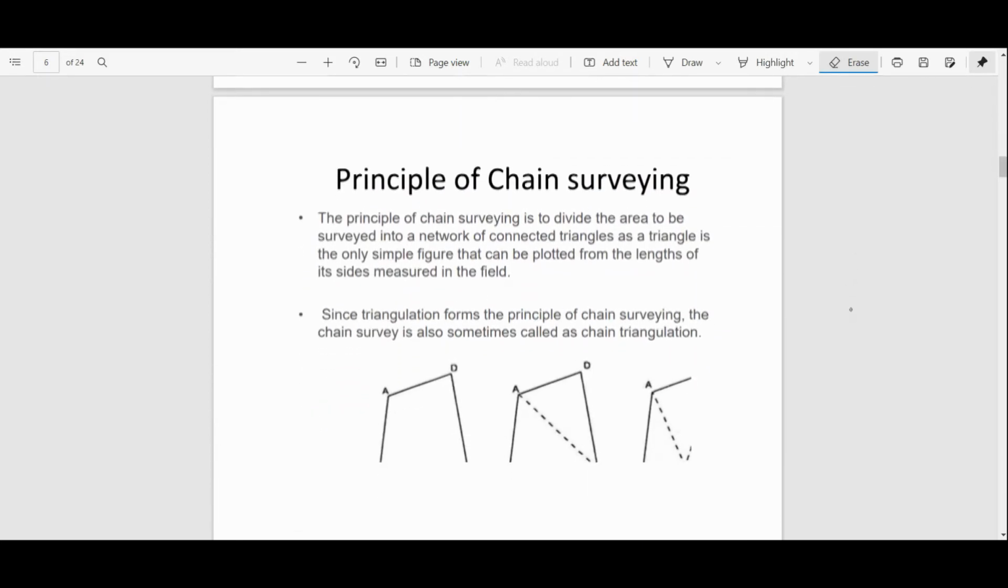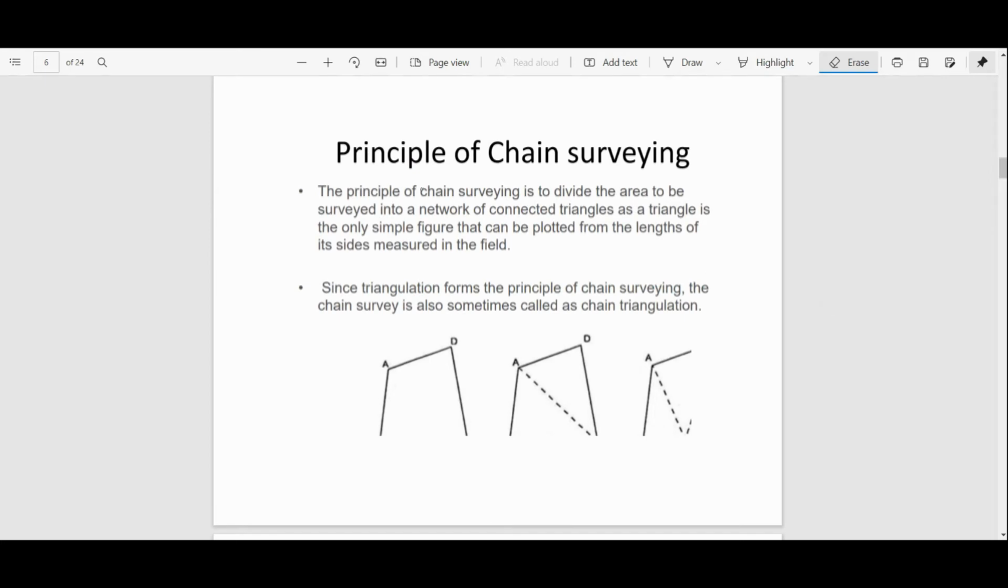Now what is the basic principle of chain surveying? The principle of chain surveying is to divide the area into a network of connected triangles. We have already discussed that. Now there is one question: if we have a particular area, this area is always divided into triangles. We are not taking any other shape. Why? The answer is because the triangle is the most stable figure, and it is very easy to identify the three sides of the triangle. So that's why we always adopt the triangle figure.